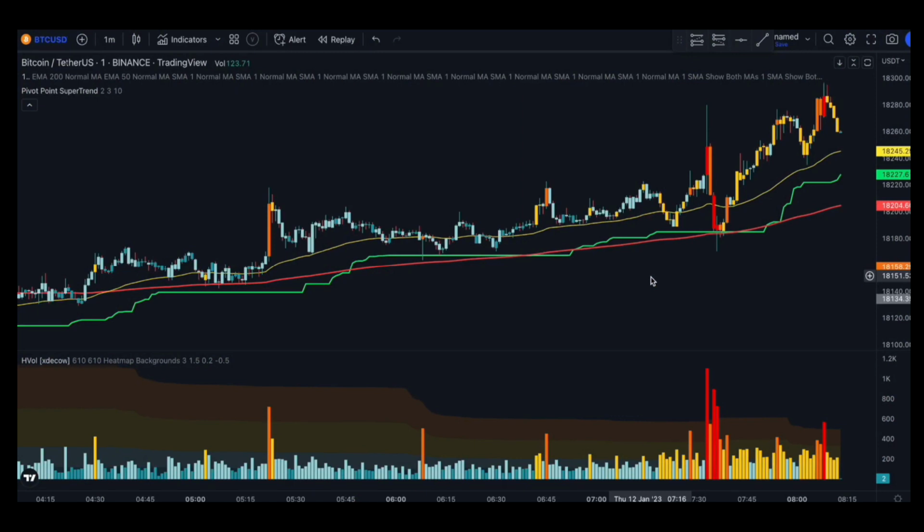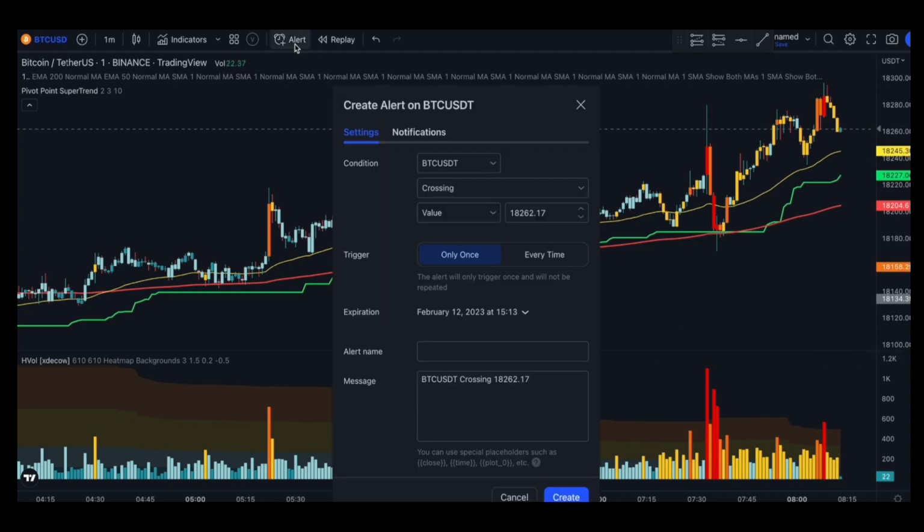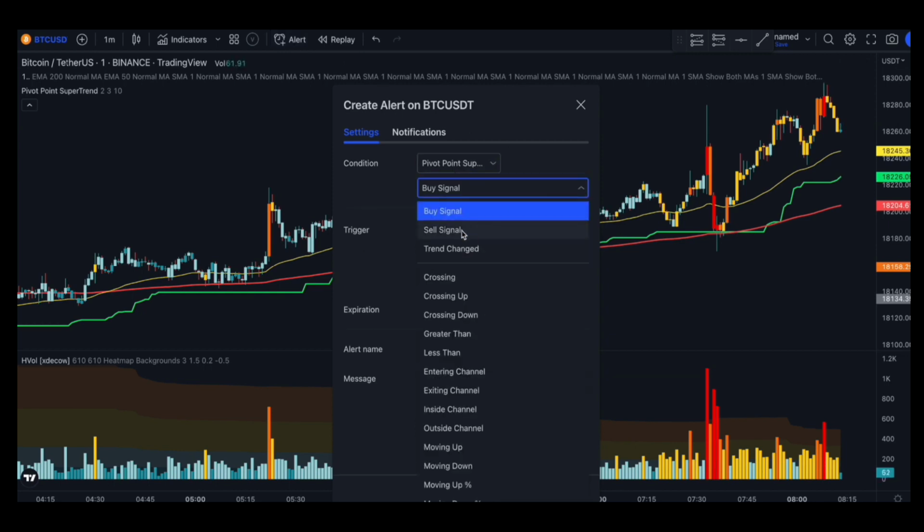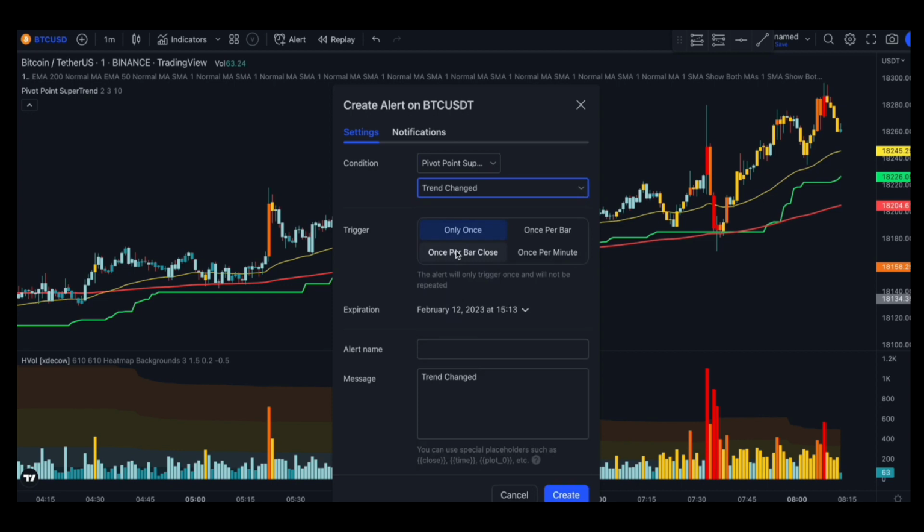As a bonus, let us show you how to create trade alerts for these buy and sell signals. First, click on the alert button at the top. Then select the Pivot Point Supertrend indicator. You can create alerts for buy, sell, or both. Also make sure you set the alert once per bar close.